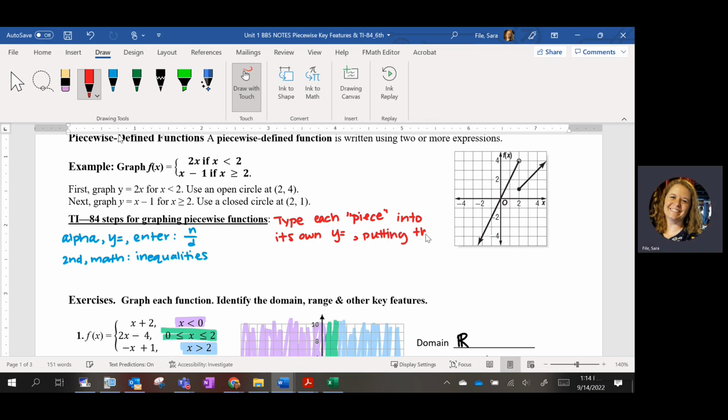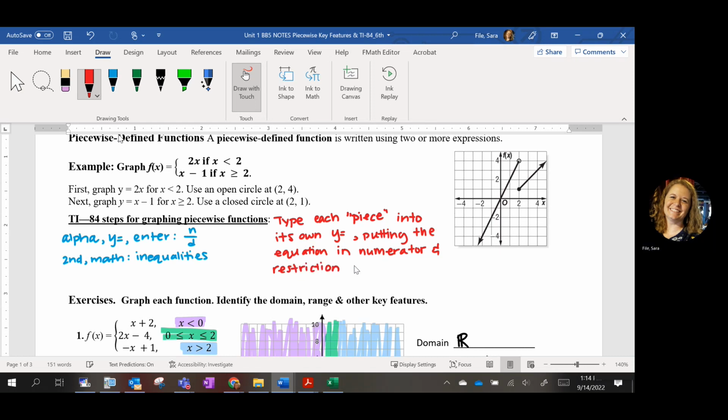Putting the equation or the function in the numerator. And the restriction or domain, however you want to word that, in the denominator.